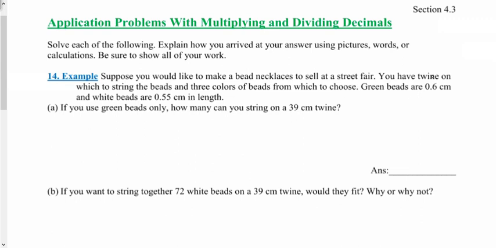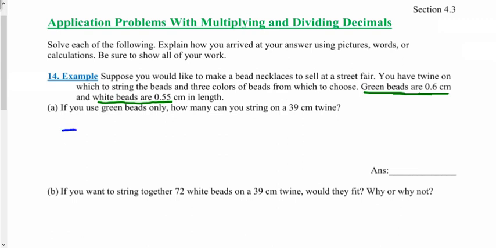Green beads are 0.6 centimeters, right? And white beads are 0.55 centimeters in length. Oh, that's weird. We have 3 colors. I wonder what the other one is. Oh well, I guess it's not important. If you use only green beads, how many beads can you fit on a string that's 39 centimeters long?